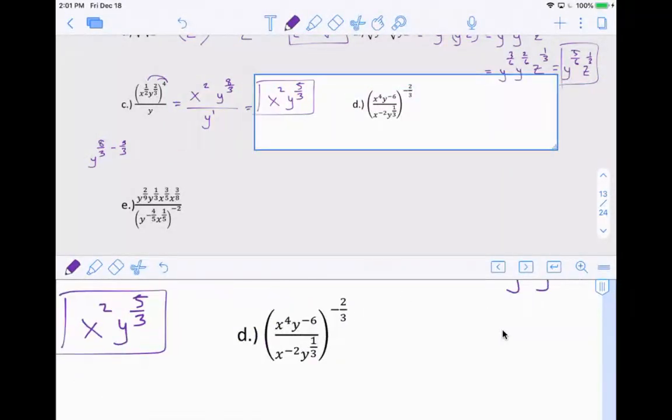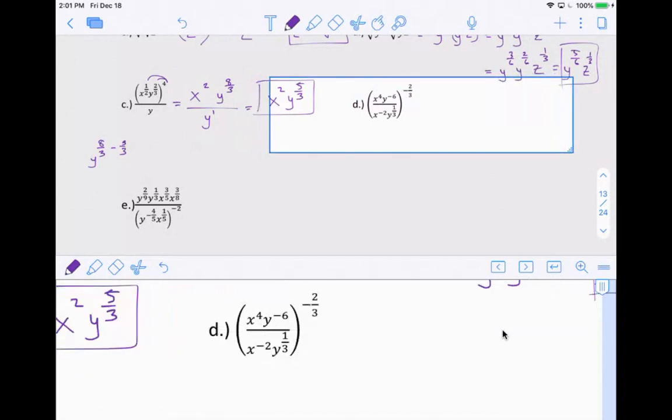All right, this next one has the entire thing being raised to this negative fractional power. We've seen a lot with this negative fractional power today. I'm actually going to deal with the inside first, mostly because I don't want to have to deal with all those fractions, and there's a lot less fractions inside. So let's just save that negative 2/3 for the end.